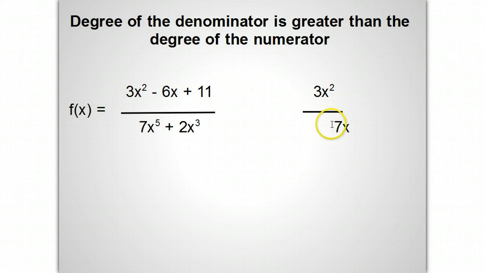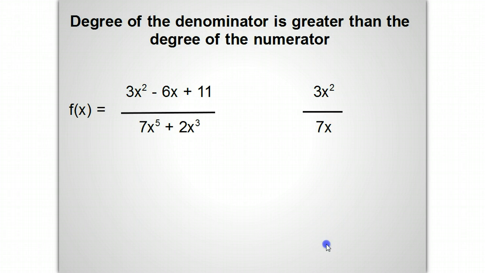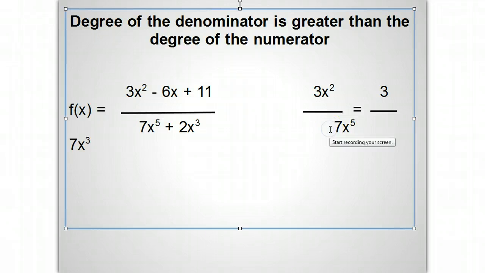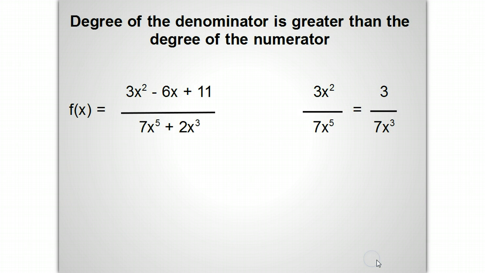Okay. If we consider just the ratio of the highest degree term in both the numerator and denominator, we'd have this. And that would equal, if we divided x squared from the top and the bottom, we'd have 3 divided by 7x cubed. And now we go back to our big little principle.